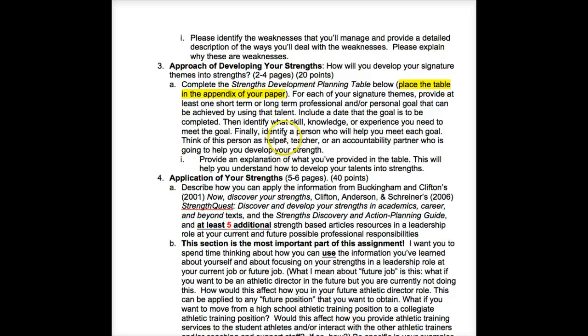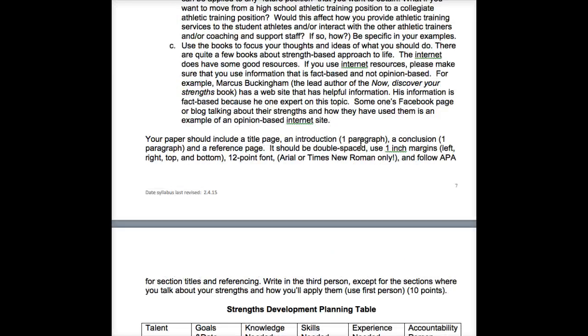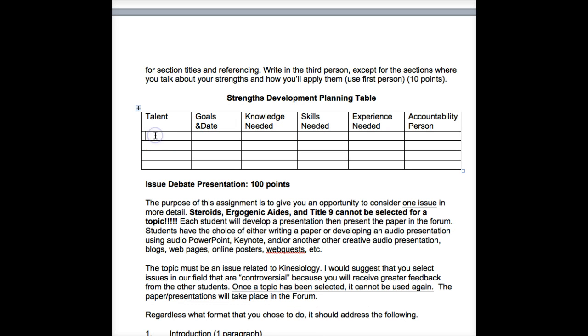Think of this person as a helper, teacher, or an accountability partner who is going to help you develop the talent. So down this table, you're going to say, one of my talents is being an achiever. I'm going to give the goal that I want to reach. Make it a very specific goal. It can be a professional goal, work-related goal, or it can be a personal goal that you can use your talent for, and again, mine's an achiever, and give yourself a specific date that you want to achieve that goal by.